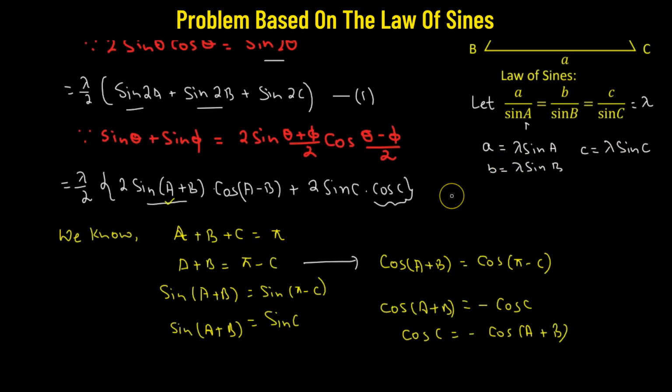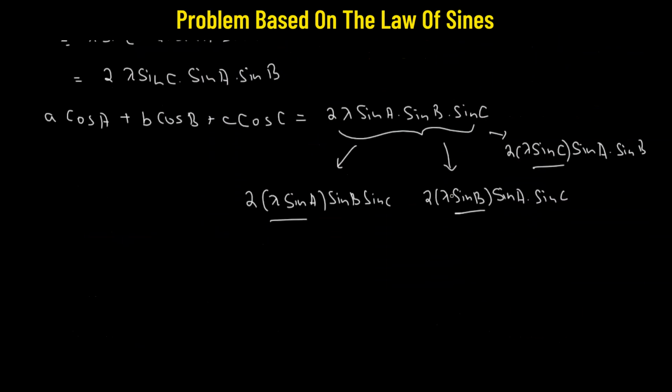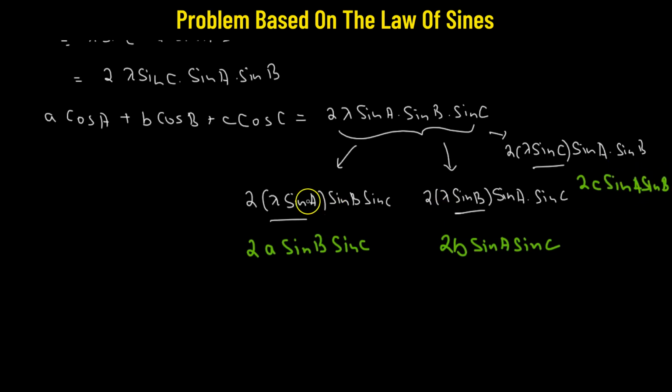So here we have this value. That means this will be equal to 2a sine b sine c, or we have 2b sine a sine c, and third we have 2c sine a sine b. Hence we have successfully shown that a cosine a plus b cosine b plus c cosine c could be either 2a sine b sine c or 2b sine a sine c or 2c sine a sine b. Hence proved.